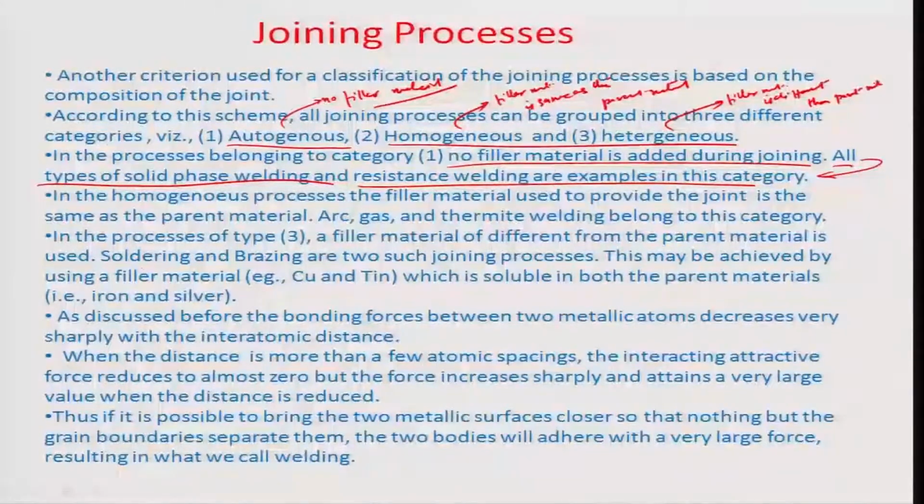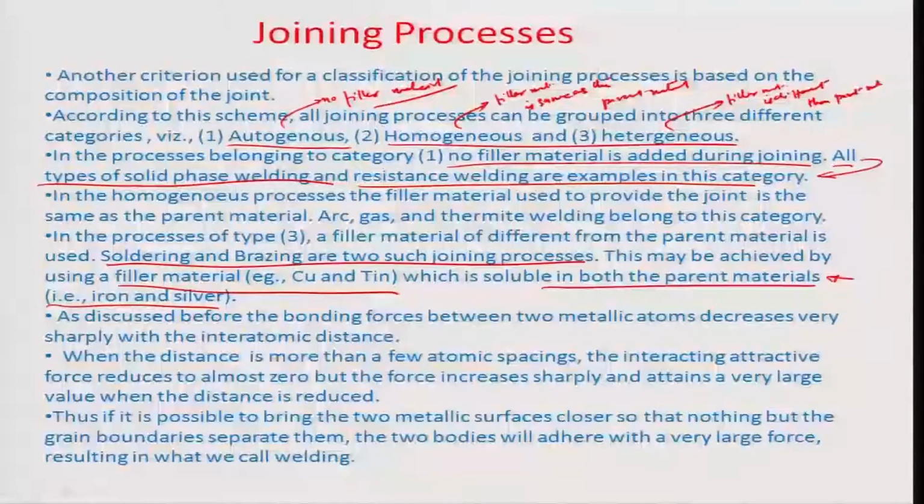So, soldering and brazing for example, are two such joining processes where the filler material in one case is copper and tin and another iron and silver, and both of them are soluble in the parent material. So, therefore, there is a zone of local melt which is created inside the parent material, where there is some sort of solubility and diffusion of the liquid metal or the liquid filler, and then when it recrystallizes as one whole and joins both the sheets in this particular case, or both the members in this particular case.